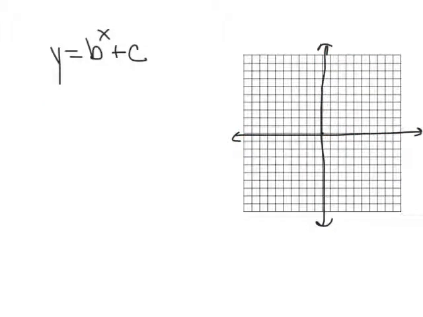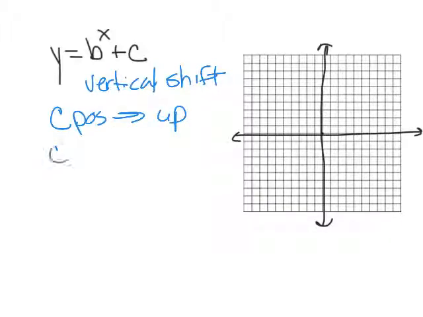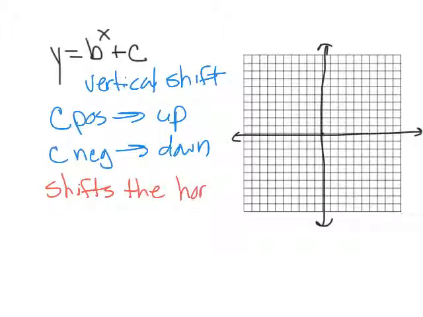The second type of translation is a vertical one, and that's when I have the constant outside of the function. So that's going to shift everything up and down. This time it's a direct read. When c is positive, we're going to shift up. When c is negative, we're going to shift down. But for vertical shifts, this also shifts the horizontal asymptote. So that's what you have to remember: when you are shifting things up and down, the horizontal asymptote will shift as well.